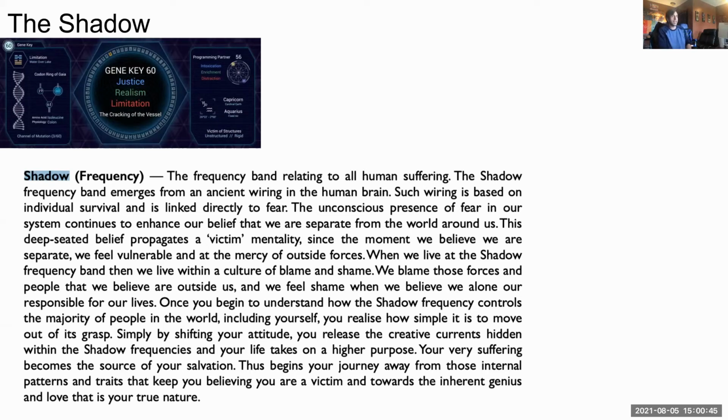Let's read the definition of the shadow here from Richard Rudd's Glossary of Empowerment. Shadow, which is a frequency, the frequency band relating to all human suffering. The shadow frequency band emerges from ancient wiring in the human brain. Such wiring is based on individual survival and is linked directly to fear. The unconscious presence of fear in our system continues to enhance our belief that we're separate from the world around us. This deep-seated belief propagates a victim mentality. Since the moment we believe we're separate, we feel vulnerable and at the mercy of outside forces. When we live at the shadow frequency band, then we live within a culture of blame and shame.